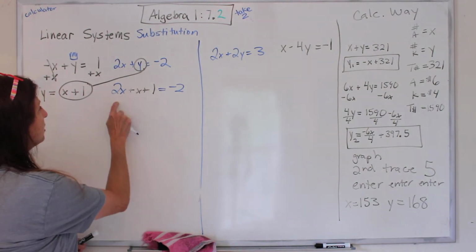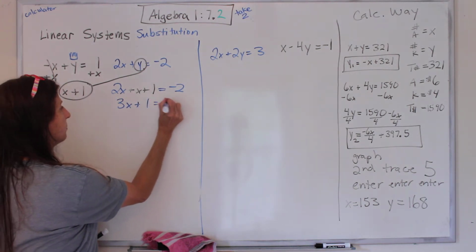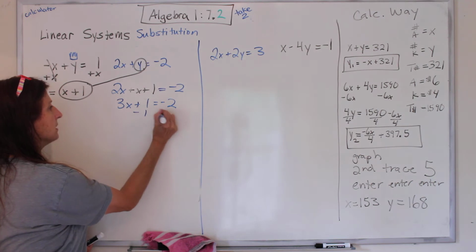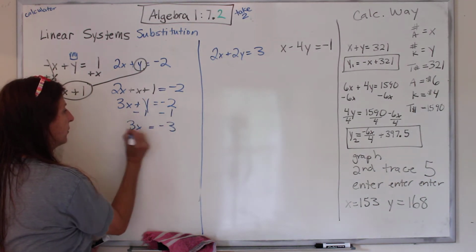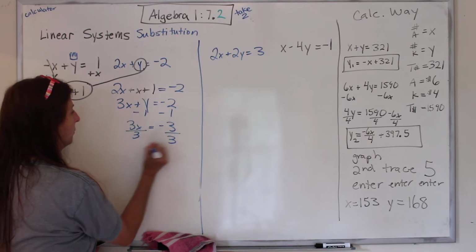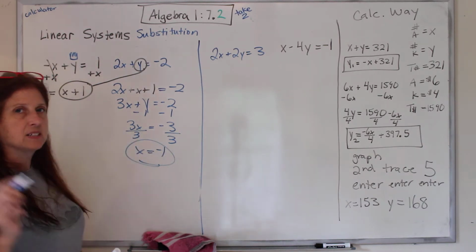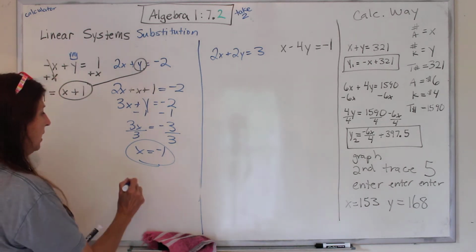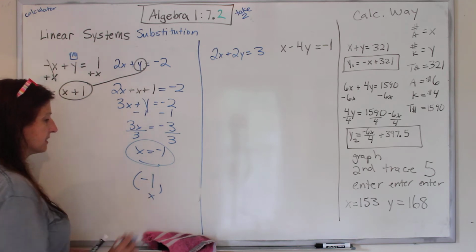2x plus x is 3x plus 1 equals negative 2, minus 1 minus 1, 3x equals negative 3, divide by 3, divide by 3, x equals negative 1. So that is the first part of my answer. I'm getting an ordered pair, and the first thing, the x, is going to be negative 1.